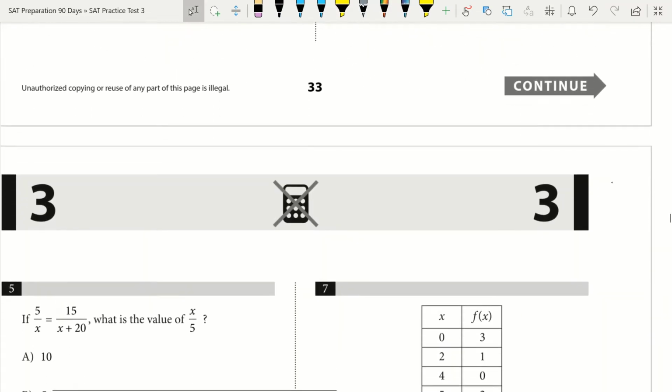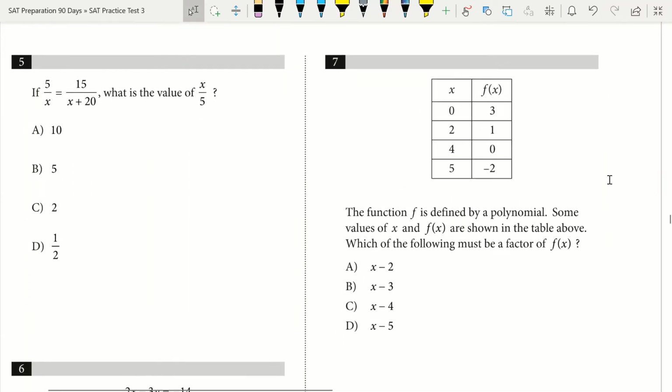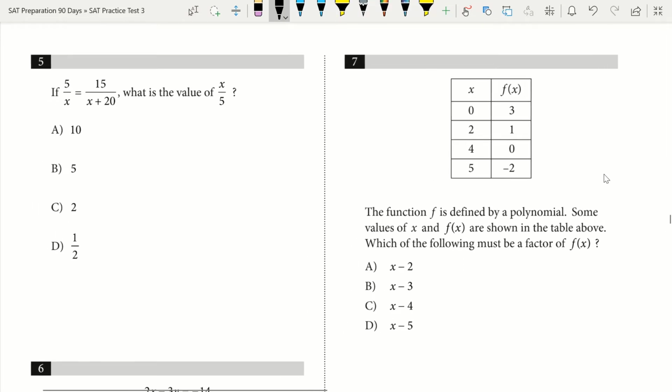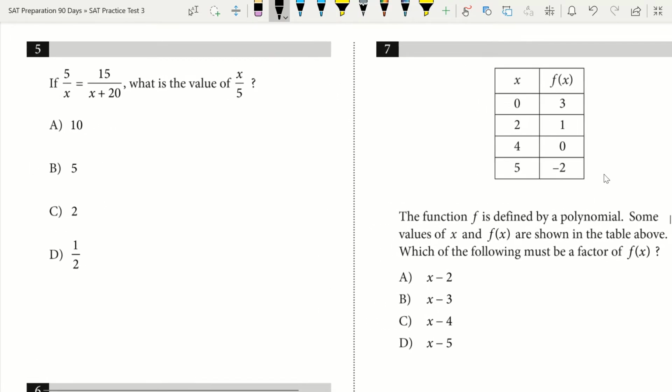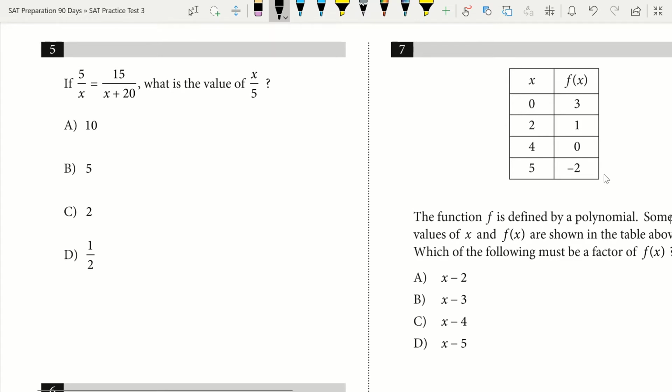All right, question 5. If 5 over x equals 15 over x plus 20, what is the value of x over 5? All right, well, in order to solve for this one, what jumps right out to me is we're going to have to solve for x over 5. So the first thing that I would check is if I can flip my 5 and my over x to get an answer. Now, in this case, I cannot, because if I flipped them, I would have x over 5 equal to x plus 20 over 15, which is not true, so I can't do that.